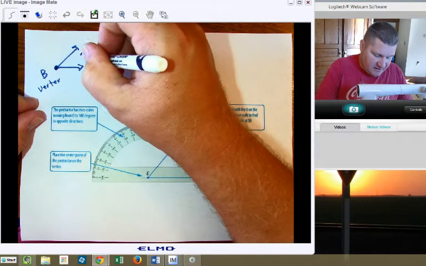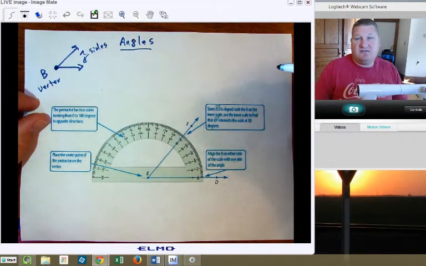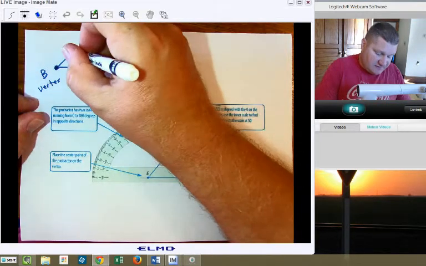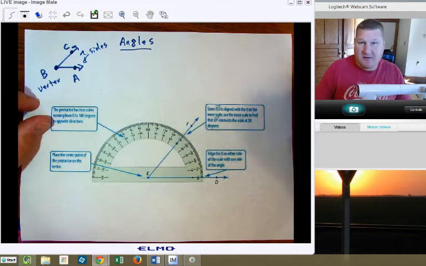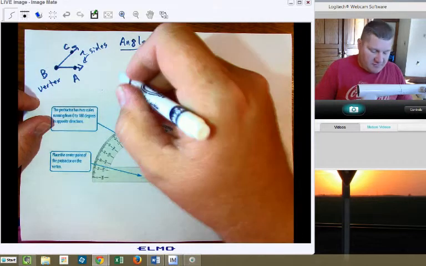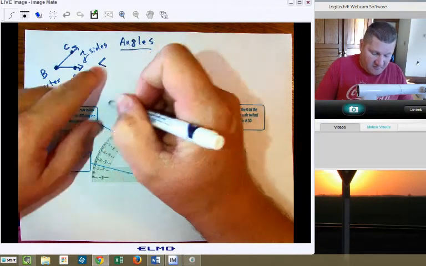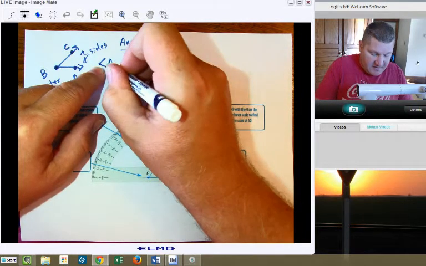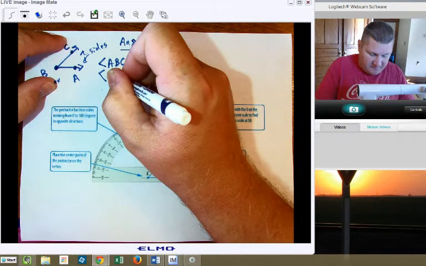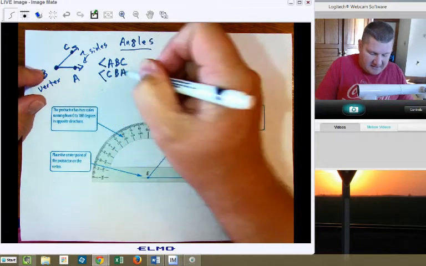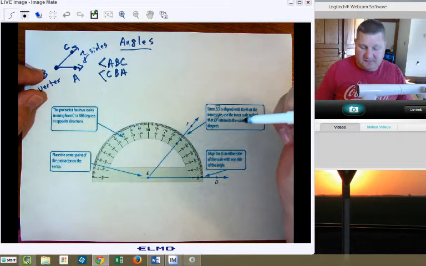Now, if that's a vertex, then we have a couple other things. This over here and this over here, those are called sides. Now, those sides usually have some sort of label on them. So let's put an A down here and a C up here. Now, with 3 points like this, I can now label this angle. Angle ABC. I could also label it angle CBA. The kicker is that the vertex has to be in the middle, so B has to be in the middle.